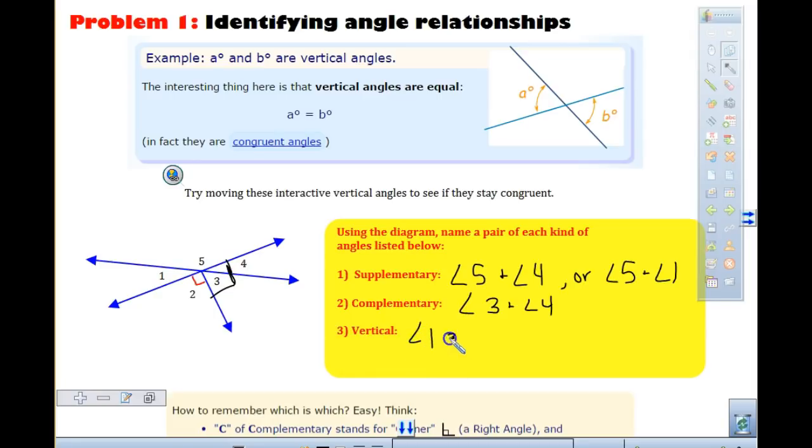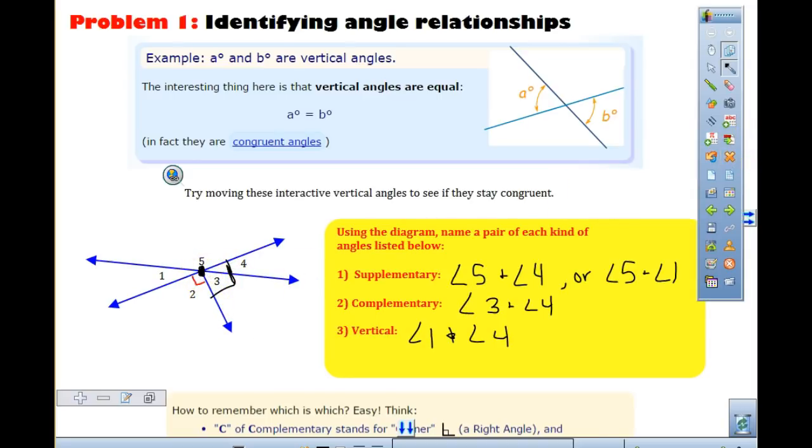Angle 1 and angle 4 have to be where two lines intersect and they share the same vertex. So here's my vertex, right? 1 and 4 share the same vertex, and I can see the two lines, whereas this one is just kind of like a ray.